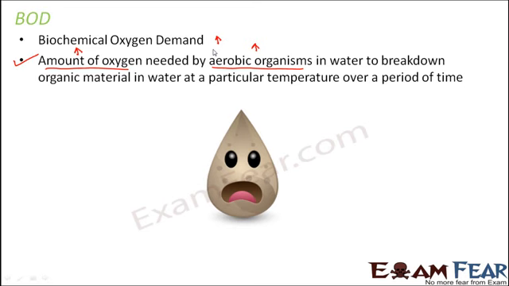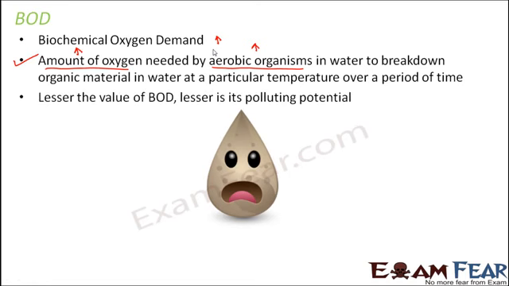Now when the amount of organic material is more, that means the water, or the sewage, is less treated. That means the sewage has more polluting potential, because what is our aim in sewage treatment? Our aim is to treat the sewage in such a way that its polluting potential decreases, so that it becomes less harmful, so that it has less ability to cause pollution.